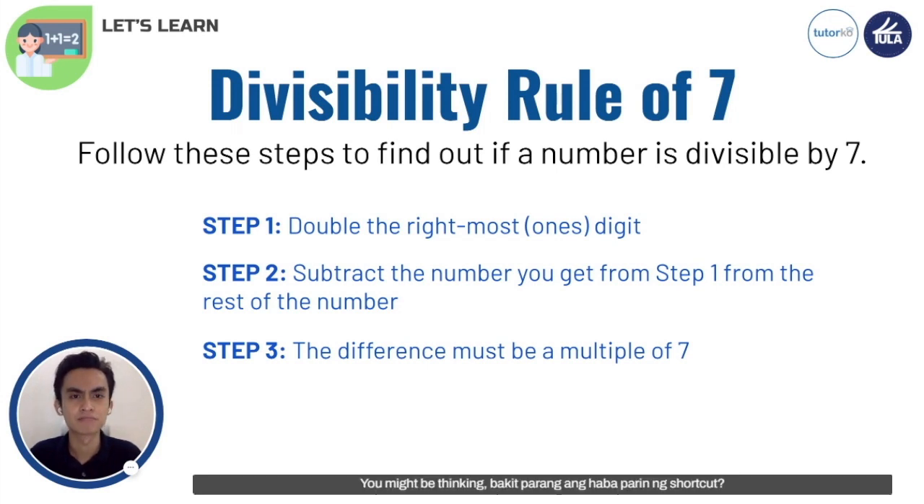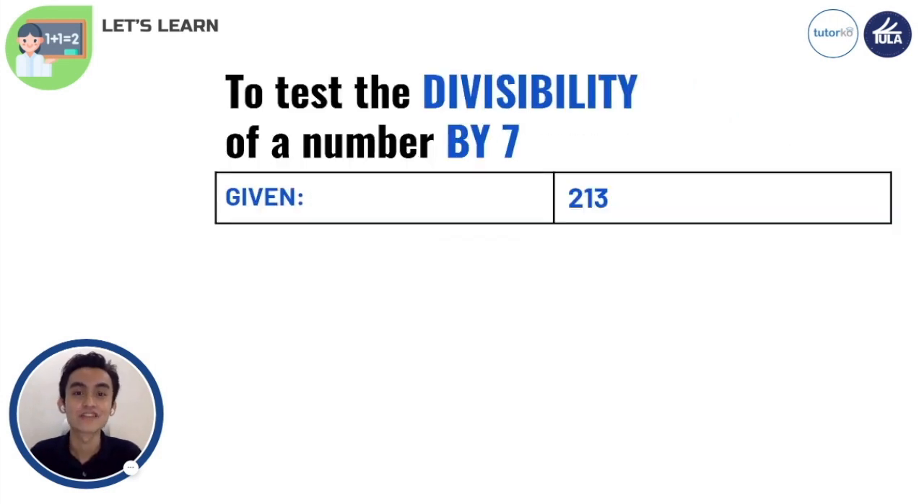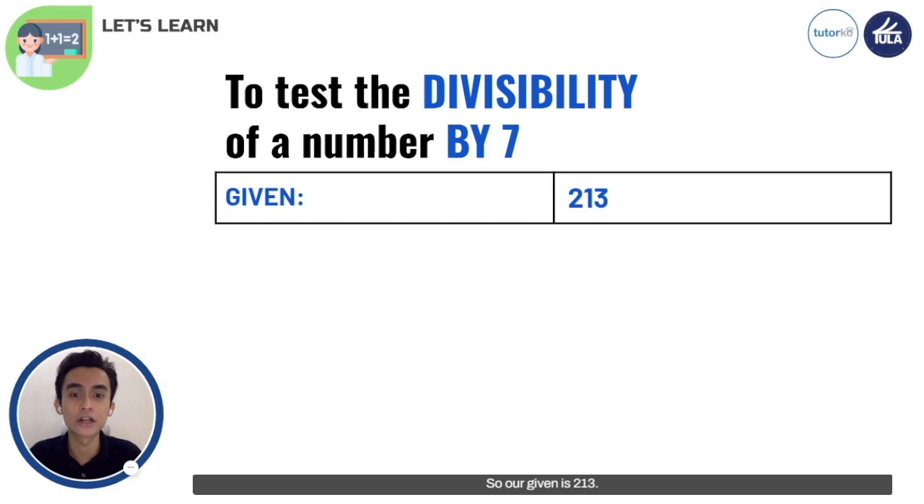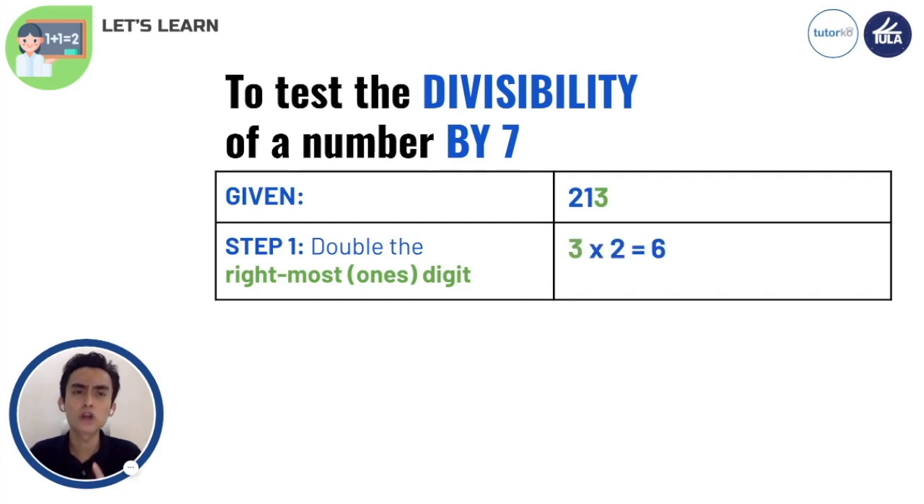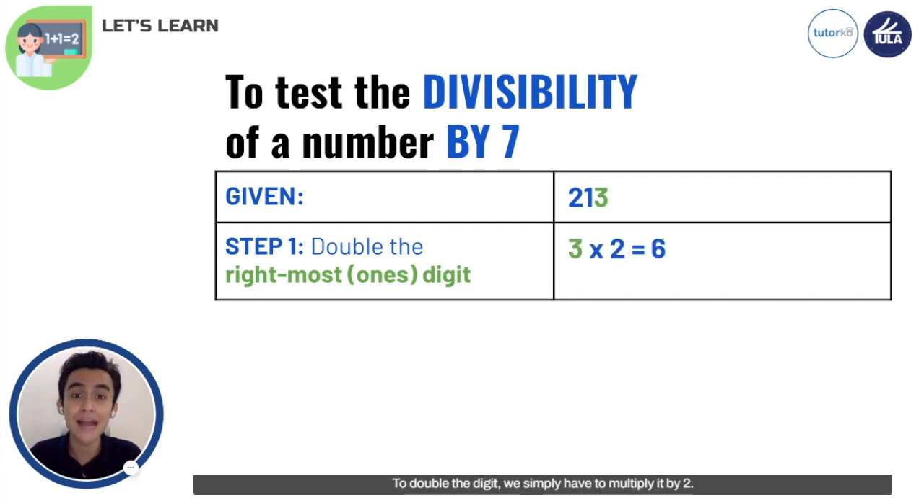You might be thinking, bakit parang ang haba pa rin ng shortcut? Let me guide you through it. It may not make a lot of sense right now, so let's try to apply it para mas maintindihan natin. So our given is 213. Step 1, double the rightmost or the ones digit, and that digit is 3. Take note of the colors because they will help you remember the steps. To double the digit, we simply have to multiply it by 2. So 3 times 2 is equal to 6.